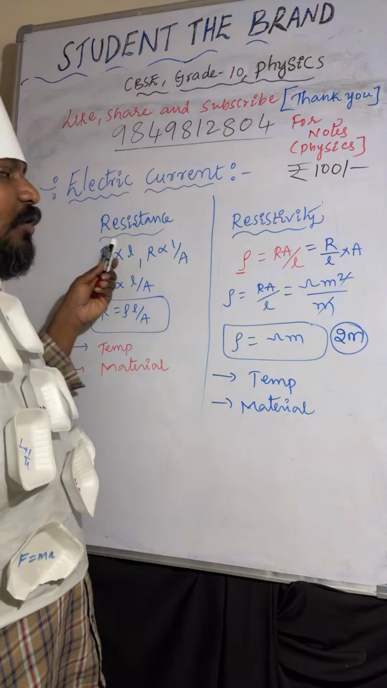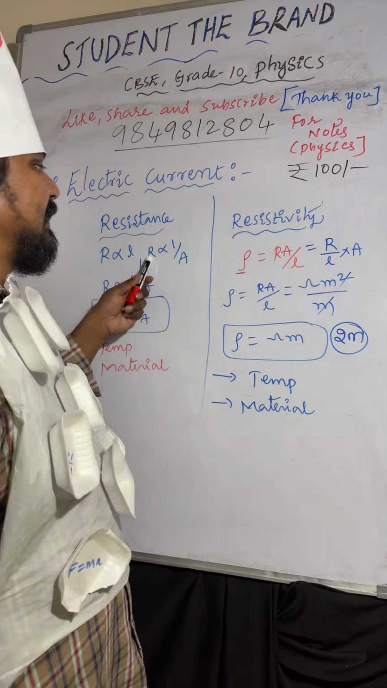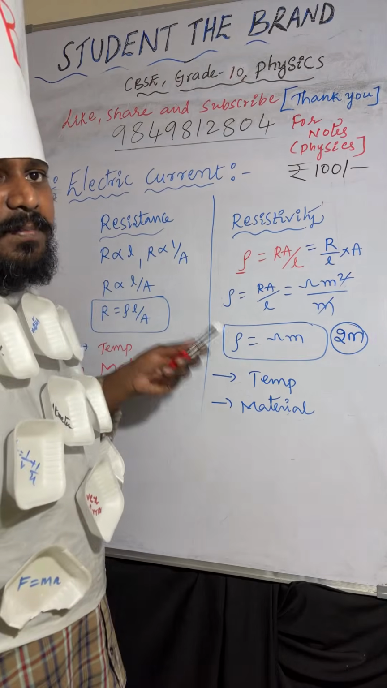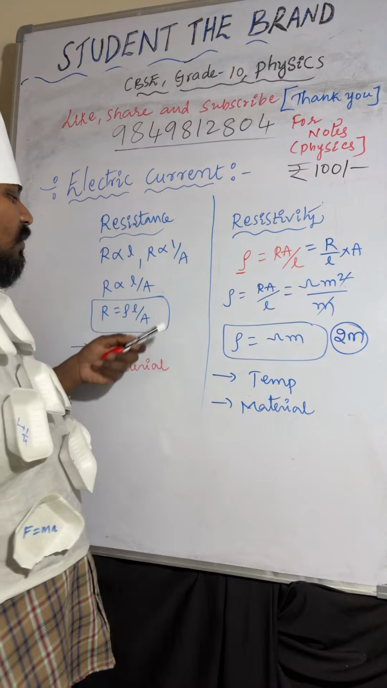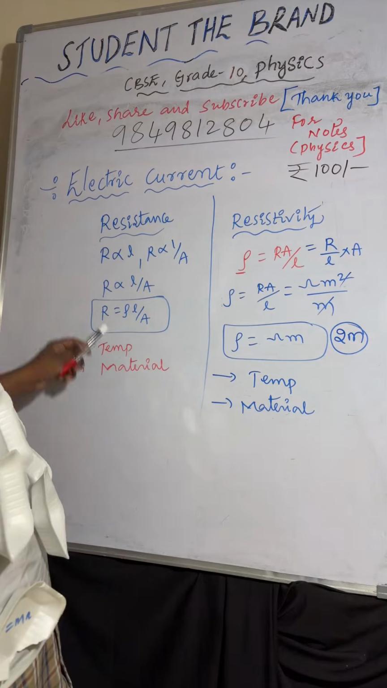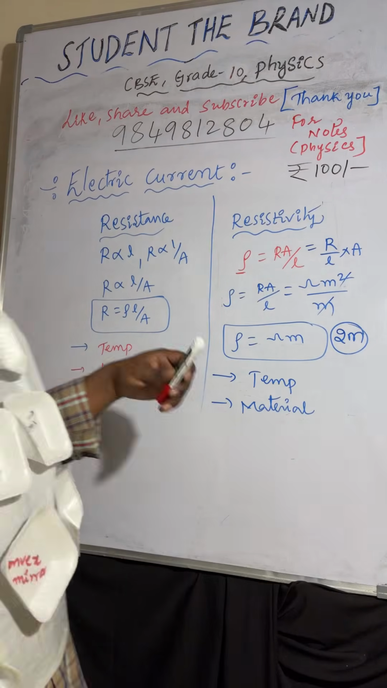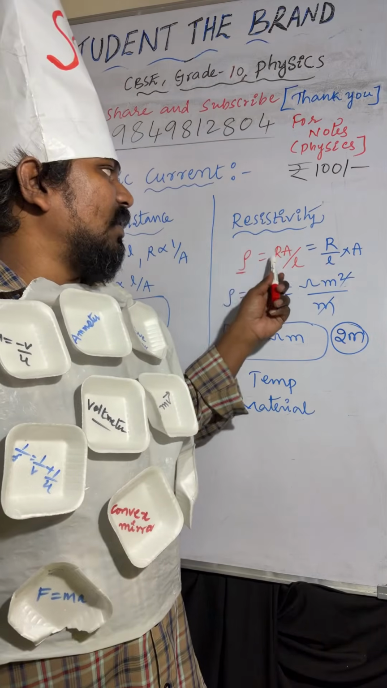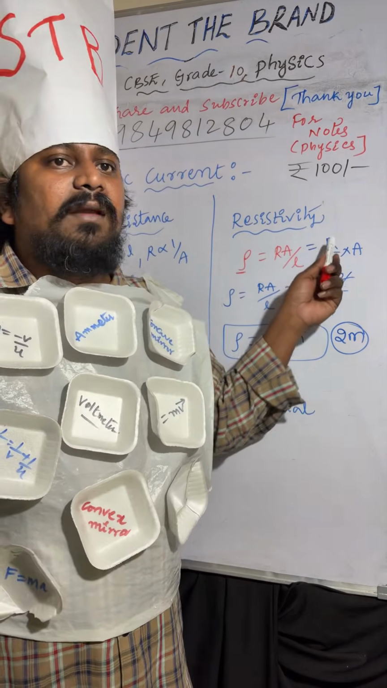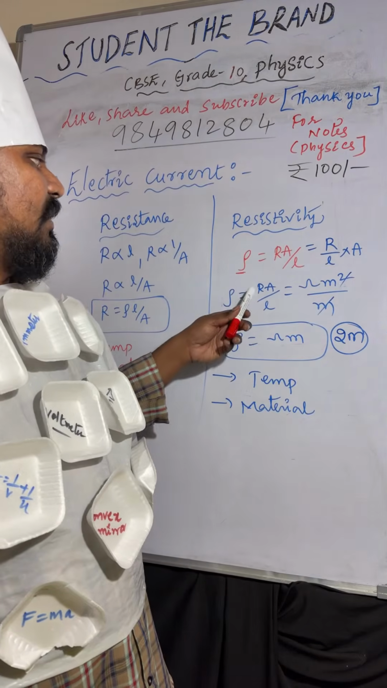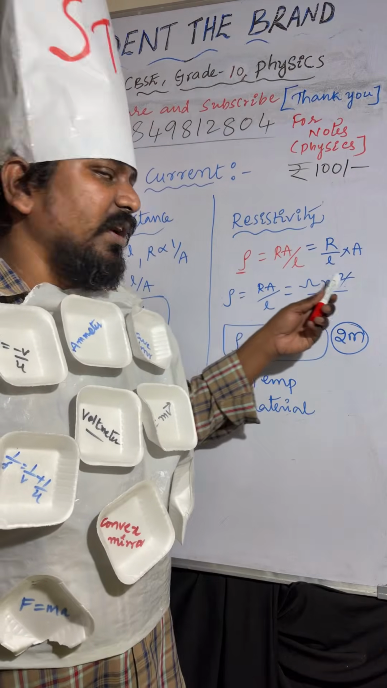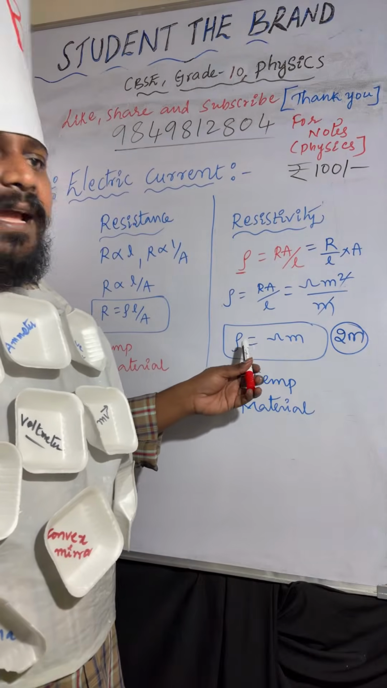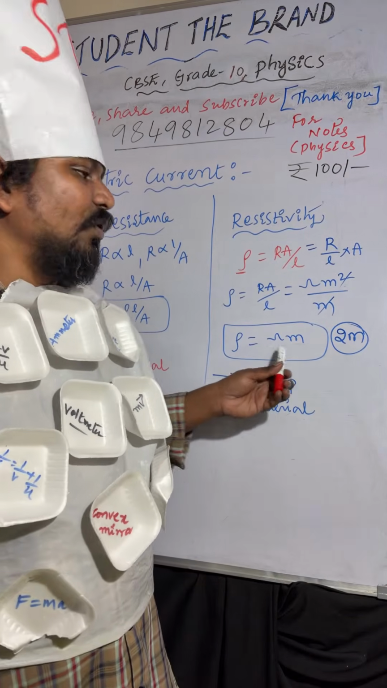Resistance is directly proportional to the length of the conductor. Resistance is inversely proportional to the area of cross section. R is directly proportional to L by A. R equal to rho into L by A. Resistance depends on temperature and on the material of the conductor. And resistivity rho equal to R A by L. The SI unit of resistance is ohm, the SI unit of area is meter square, and the SI unit of length is meter. Meter gets cancelled, so the SI unit of resistivity is ohm meter.